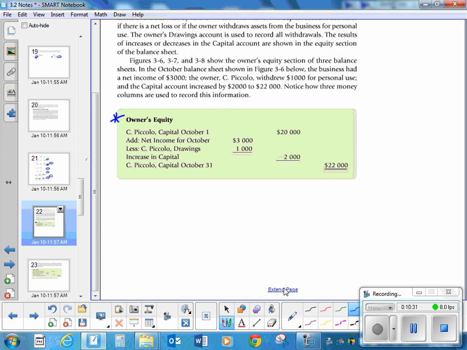So if you are wanting to find your new owner's equity, you take what you started with in the beginning of the month, which is $20,000. We had a net income, for example, say 3,000, and you had a drawing of 1,000. So for this month, you actually only had an increase in capital of $2,000. So now your new owner's equity or capital is going to be 22,000 because you're going to add these two together. Okay, so that's just a more detailed way of finding your owner's equity now.